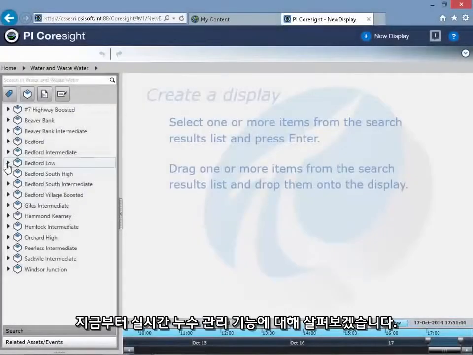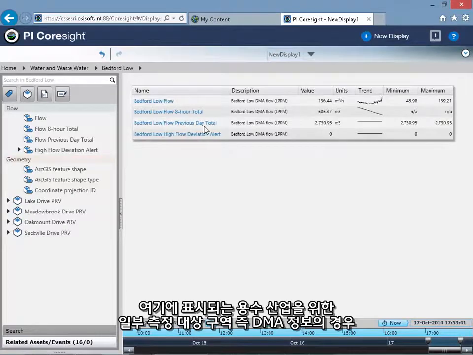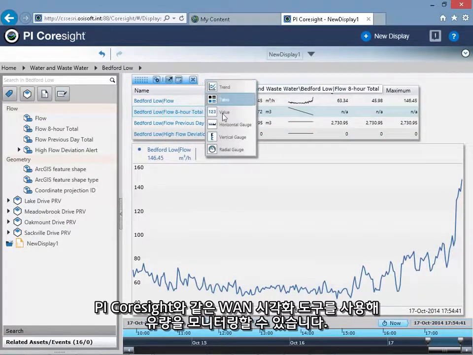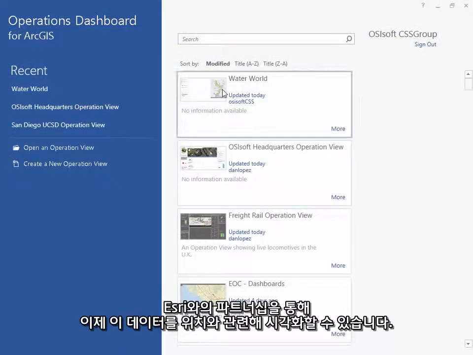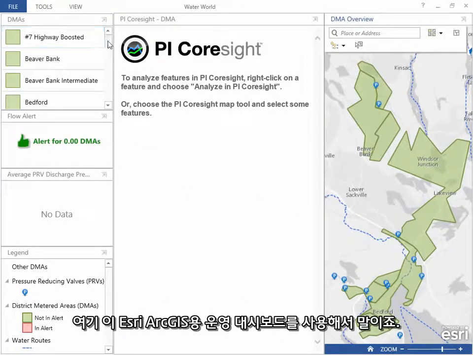So let's take a look at real-time water loss control. Taking here some district metered area, or DMA, information for the water industry, a flow can be monitored using a web visualization tool like PyCoreSite. Thanks to a partnership with Esri, this data can now be visualized in the context of its location, like here using Operations Dashboard for Esri ArcGIS.